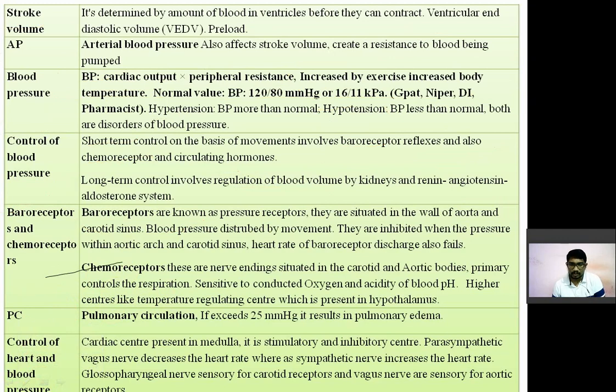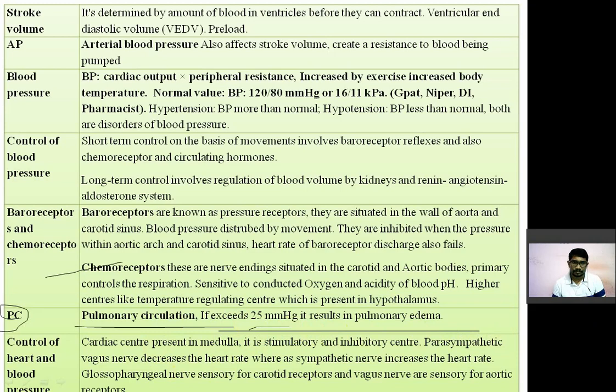Now pulmonary circulation. Pulmonary circulation means circulation of blood into pulmonary arteries and veins to the lungs. So circulation of blood to the lungs is nothing but the pulmonary circulation. Now if pulmonary pressure exceeds 25 mm of Hg, if pulmonary pressure is more than 25 mm of Hg, that results in pulmonary edema.